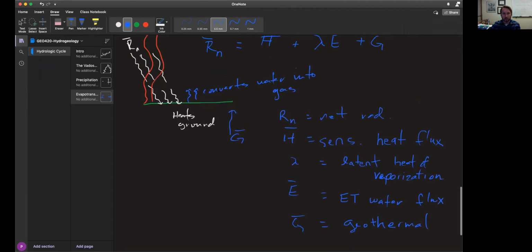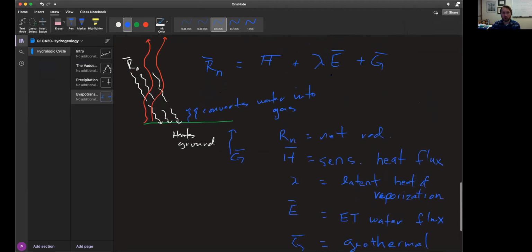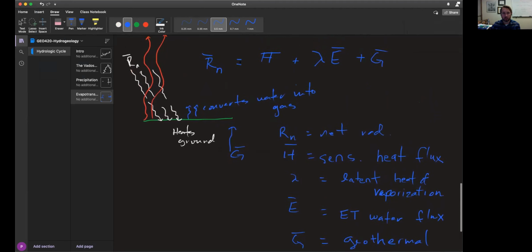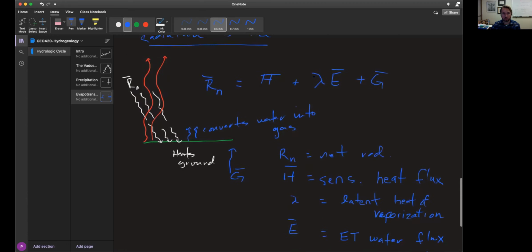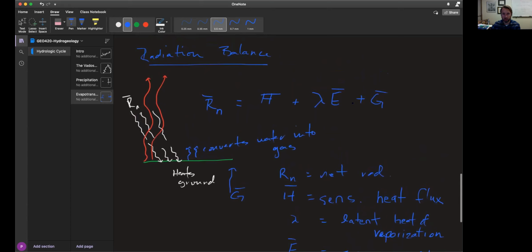Okay, so we can rearrange this equation because we can measure things like the net radiation. We can measure the air temperature and the ground temperature, and we can calculate the sensible heat flux, and we can measure the geothermal heat flux, and we can isolate the evapotranspiration. And so there's a whole suite of methods that use this radiation balance to solve for the evaporative or the evapotranspirative heat or water flux.